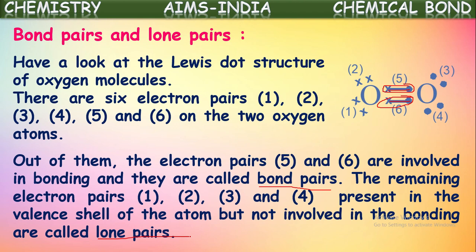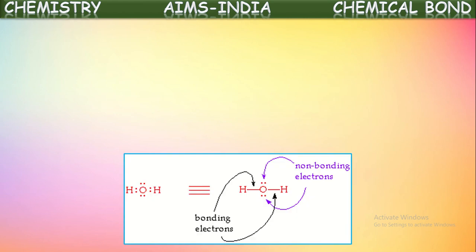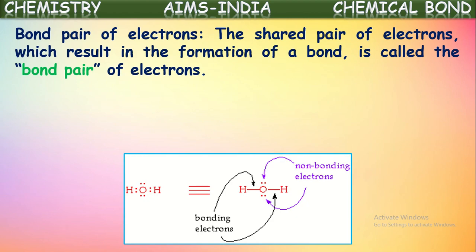Did you get it? The pairs of electrons which are present in the valence shell of an atom, if they are participating in the bond formation, then they are called bond pairs of electrons. If they do not participate in the bond formation, then they are called lone pairs of electrons. Okay, thus we can define like this. The shared pair of electrons which results in the formation of a bond is called a bond pair of electrons.